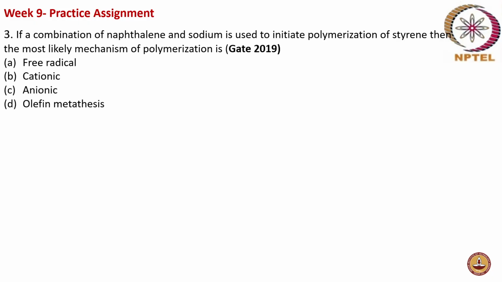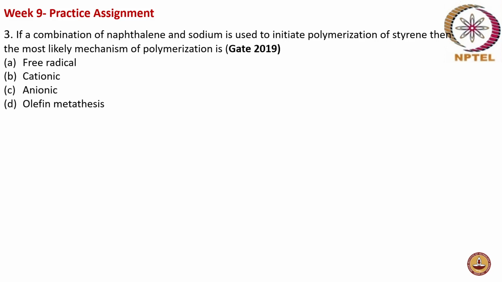Let's go on to question number 3. If a combination of naphthalene and sodium is used to initiate polymerization of styrene, then the most likely mechanism of polymerization is: is it a free radical polymerization, or a cationic polymerization, or an anionic polymerization, or is it olefin metathesis? Which one would it be?